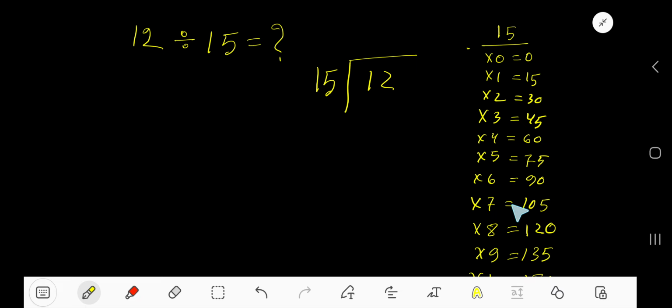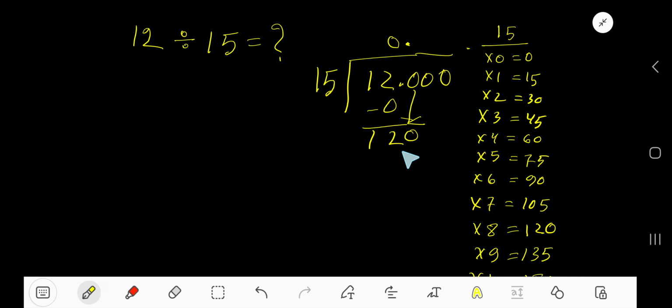This process will continue. 15 goes into 12 how many times? 0 times, as 12 is less than 15. 0 times 15 gives you 0. Subtract, and you are getting 12. To continue this process, take the decimal and add zeros. Bring down the first 0, so you are getting 120. Before this 0 there is a decimal, which must come to the quotient directly.